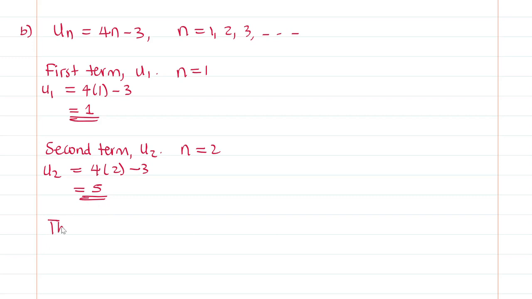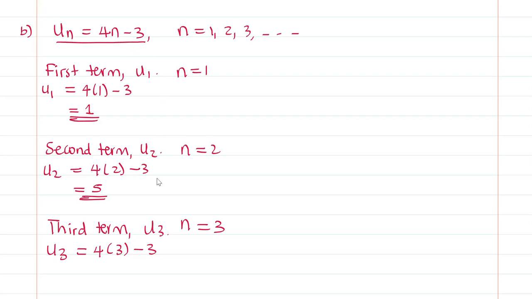And then we go to the third term. Third term, u3. That is a number in position n is 3. And again we substitute. Our third term u3 becomes 4 times 3 and then minus 3. Just follow this very formula, substituting for n accordingly. So from here, 4 times 3 is 12. 12 minus 3 is 9. So our third term u3 is 9.